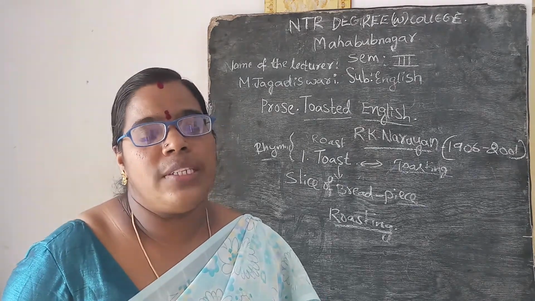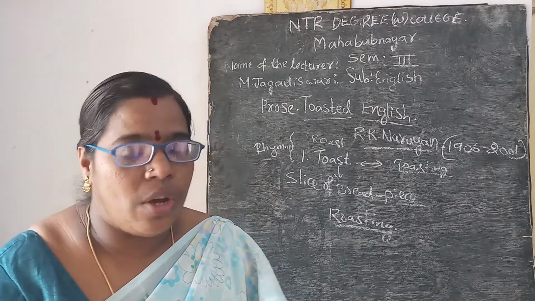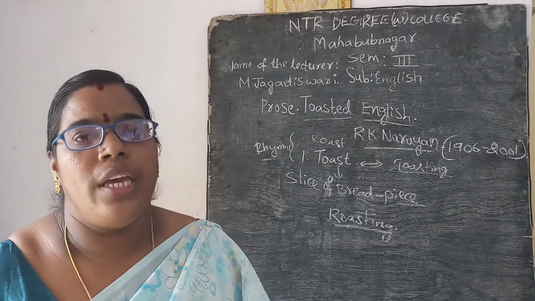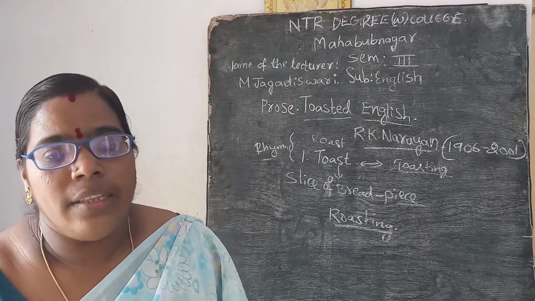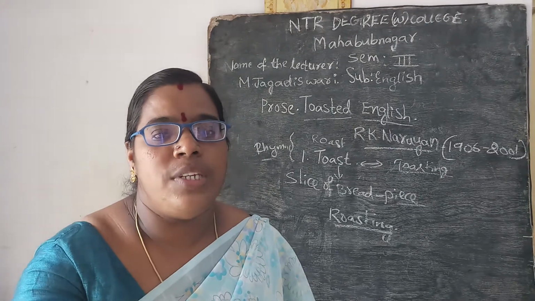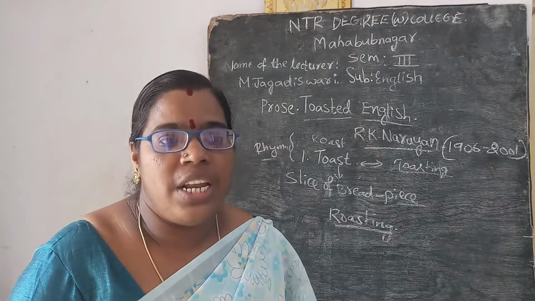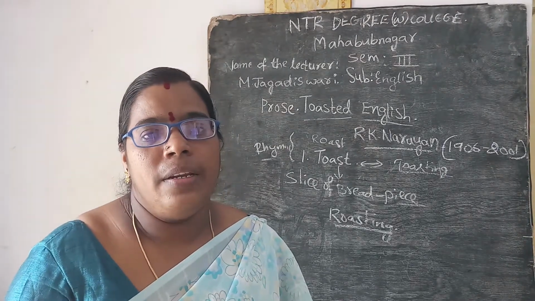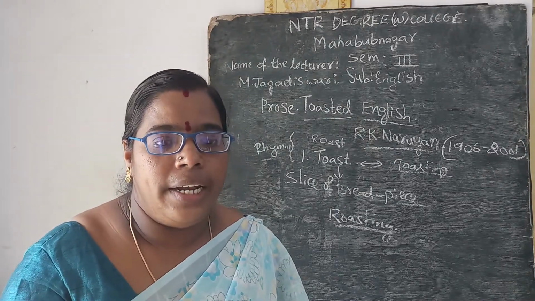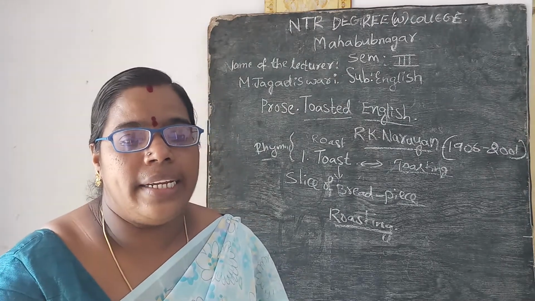Most of Narayan's stories are set in Malgudi, a fictional semi-urban South Indian town that he created.